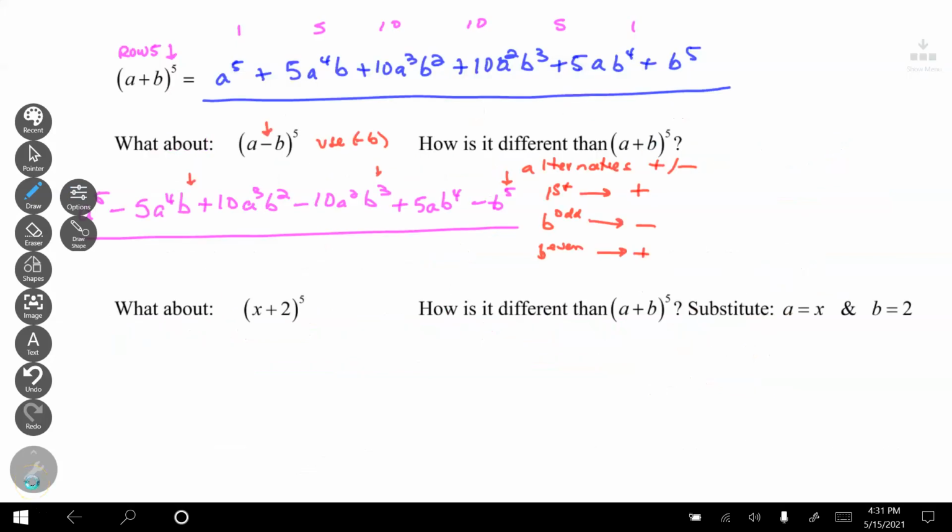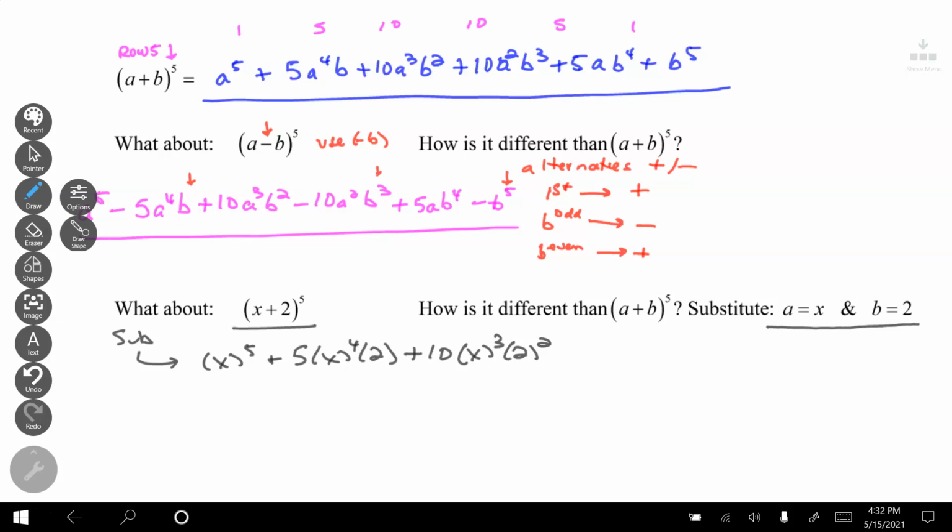So how can I use (a + b)^5 and now do (x + 2)^5? Well, the one thing I can do is substitute: every time I see a letter a, I'm going to put an x, and every time I see a letter b, I could put in the number 2. So when I substitute all that in, instead of a to the 5th, I'm going to get parentheses, x to the 5th plus 5x to the 4th times 2 plus 10x to the 3rd, 2 squared plus 10x squared, 2 to the 3rd plus 5x, 2 to the 4th plus 2 to the 5th.